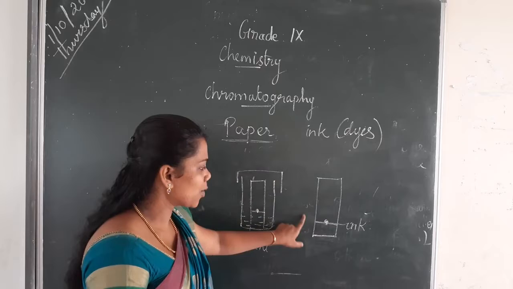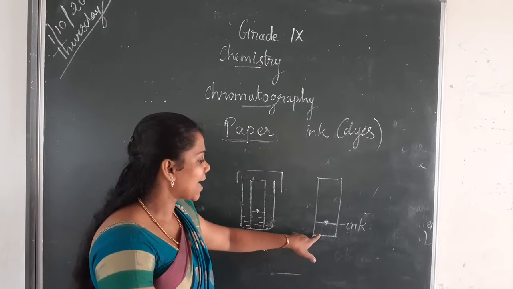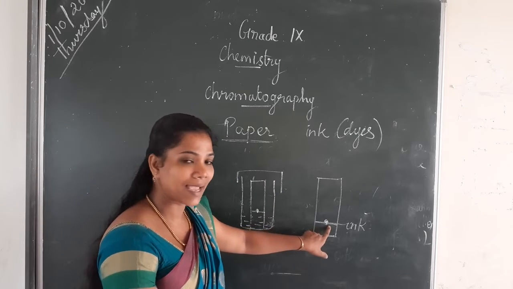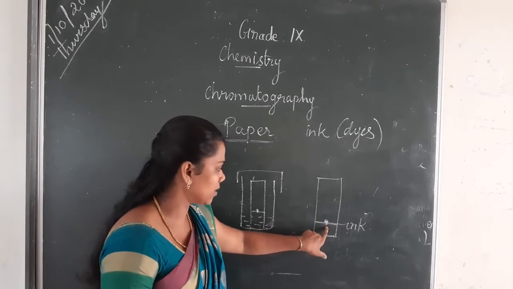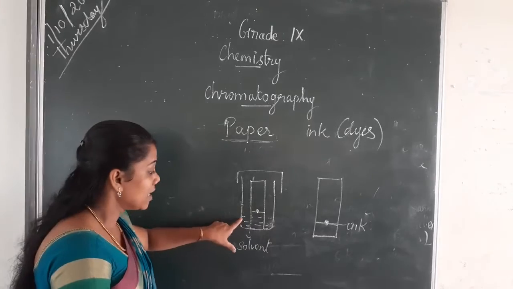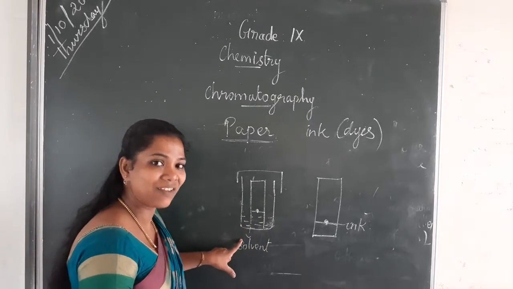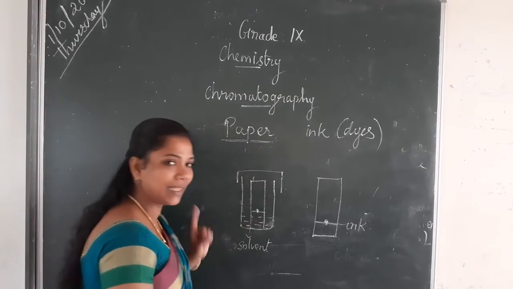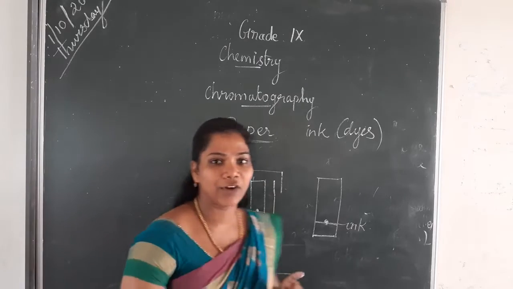So we have cut the chromatographic paper, and a few inches above we have drawn a pencil line. Then we have kept a drop of ink, and this paper is transferred to a beaker containing a suitable solvent, and the solvent acts as what phase? Mobile phase. Okay, and close the beaker with the lid. Leave it for a few minutes.